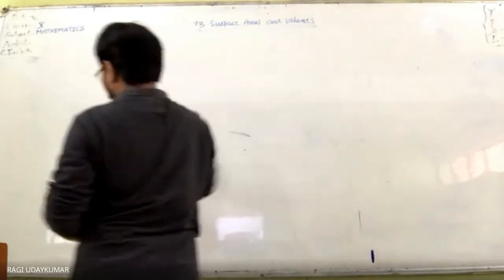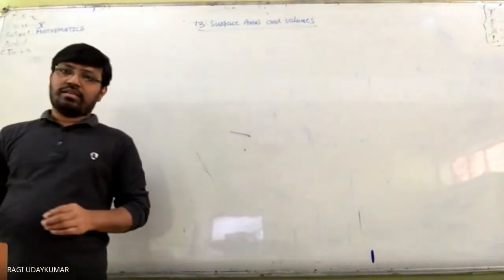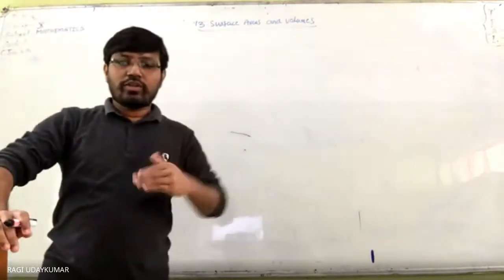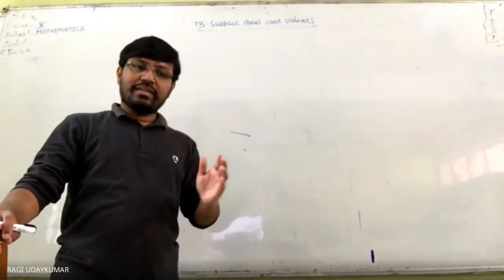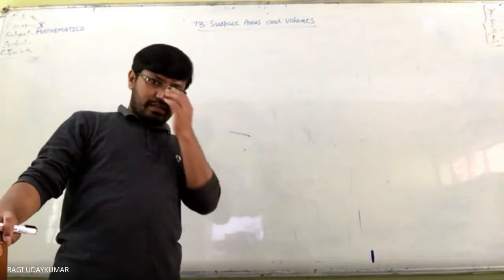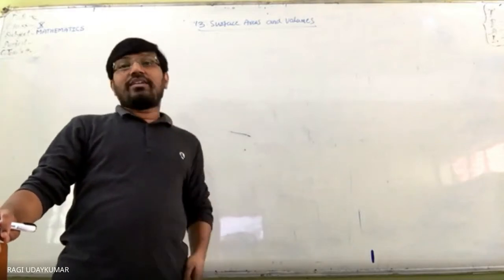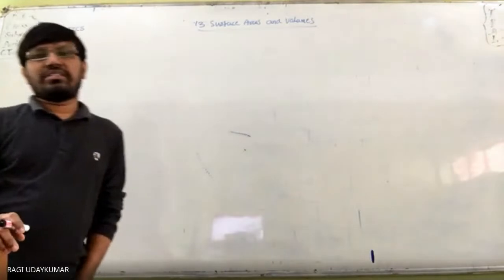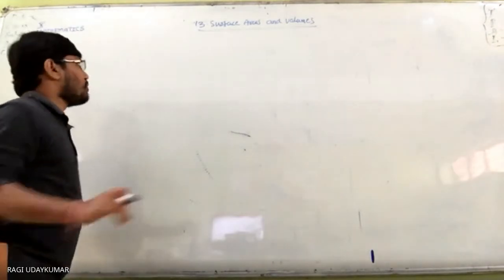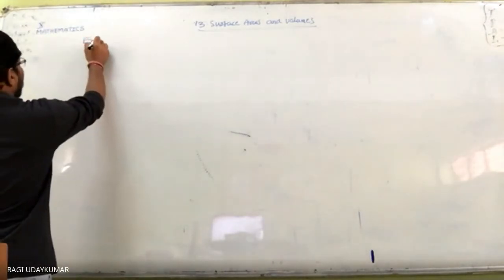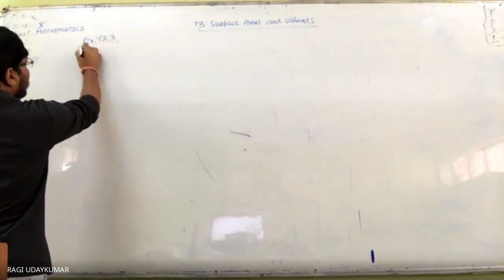Surface area and volumes, conversion of solids. So converting one solid to another form, getting another type of solid, and the relation between these two things is what we are going to find out using this chapter. So that is exercise 13.3.